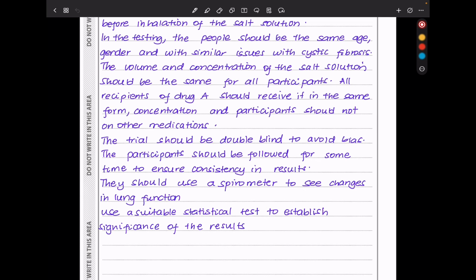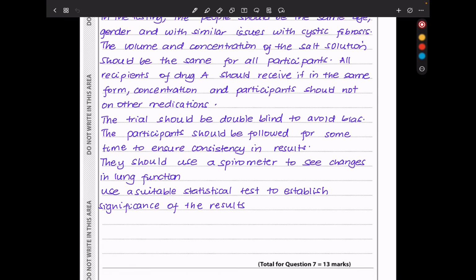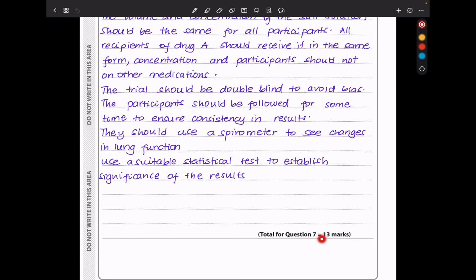They should use a spirometer to measure the changes in lung function, so they can use the spirometer before and then after the study to see if there are some changes as time progresses. And then they can use a suitable statistical test in order to know whether taking drug A was advantageous. So this brings us to the end of question 7. Let's continue to question 8.